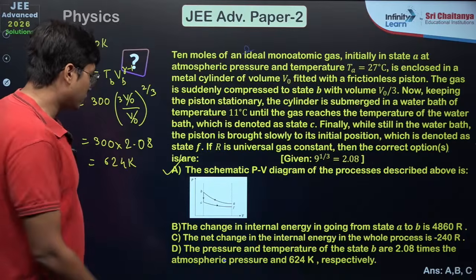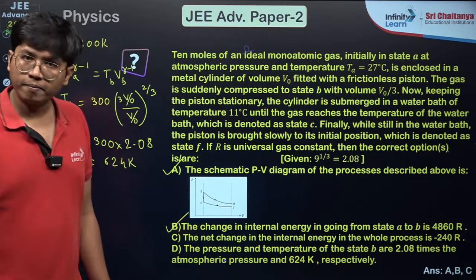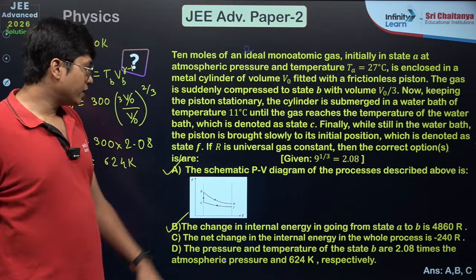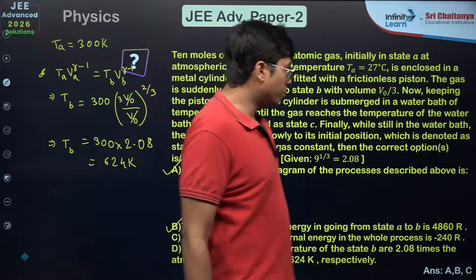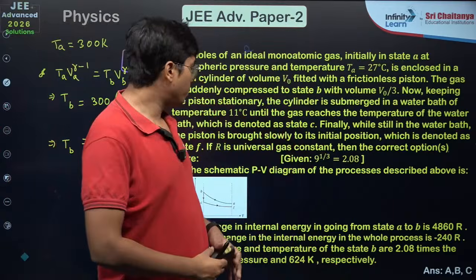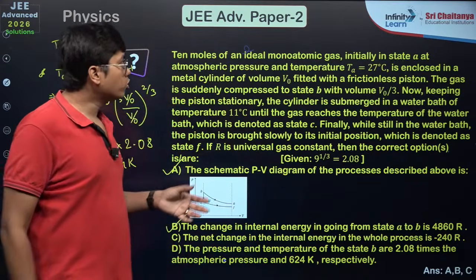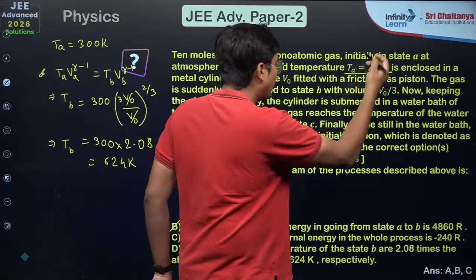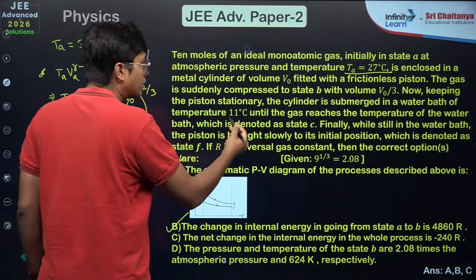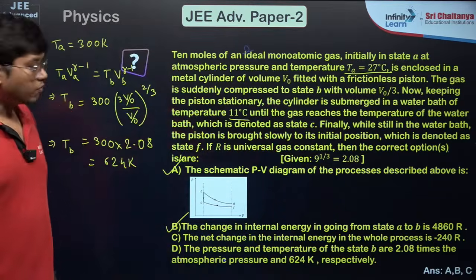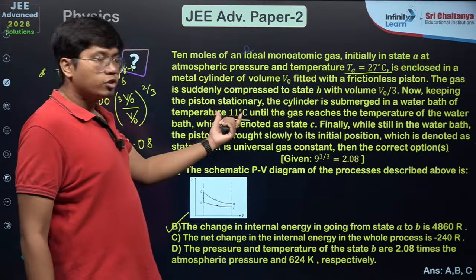Plug them in, put the values in, you will get option B also correct. Alright. Next, the net change in the internal energy in the whole process is minus 240. So, whole process means from A to finally F. You don't have to calculate anything, because you know in A it was this, and in F it has the same temperature as the water. As the water is submerged in that water, so it's 11 degree.